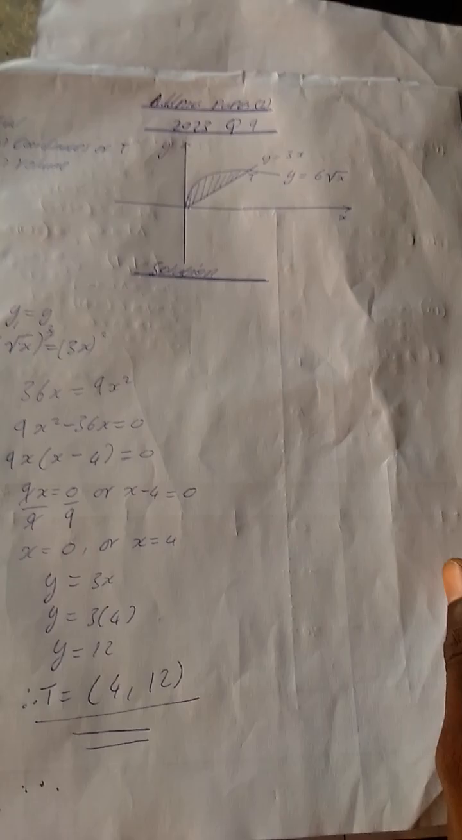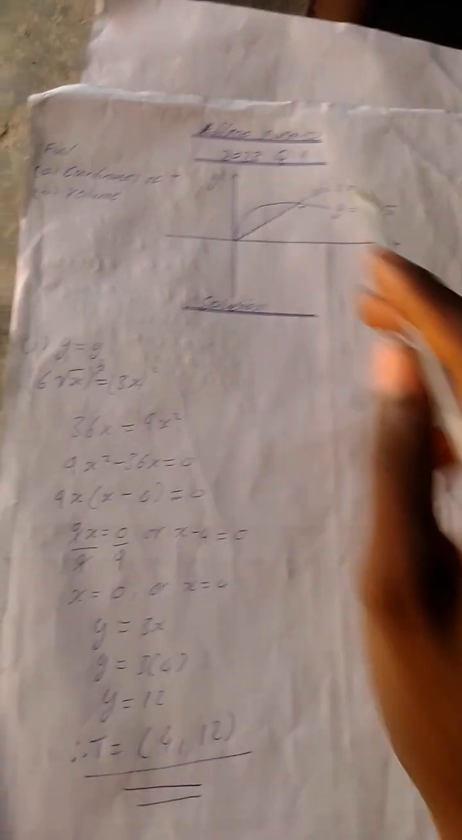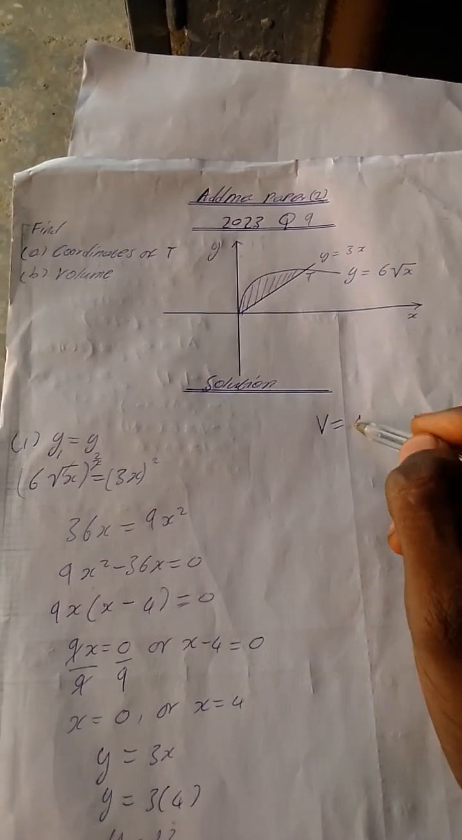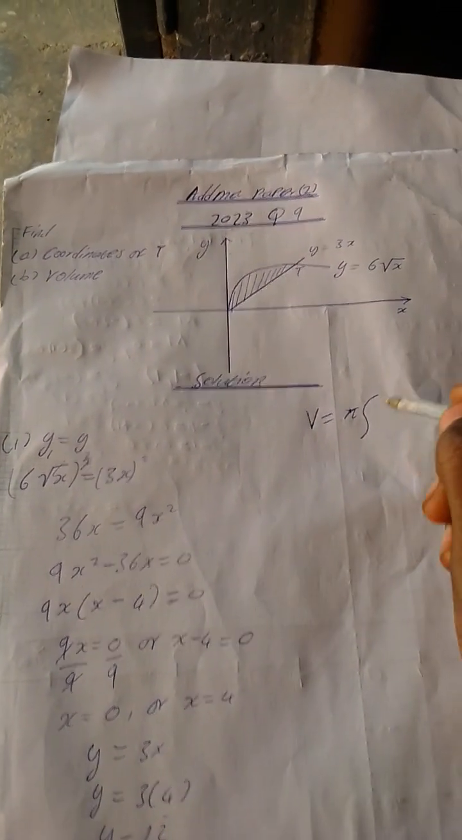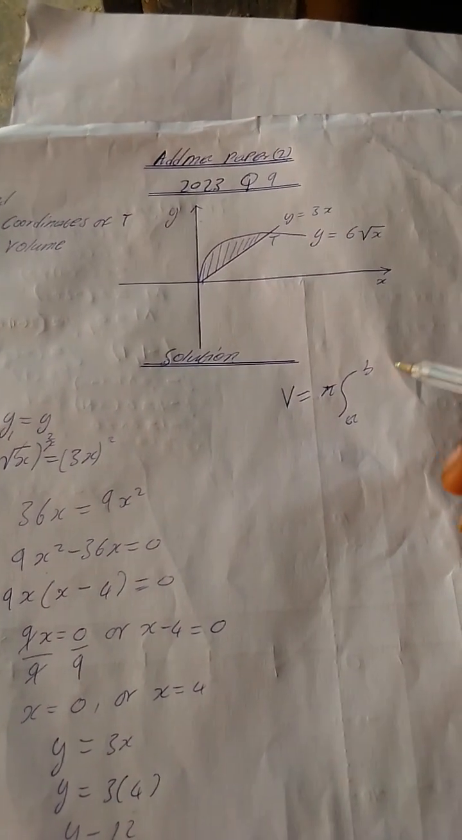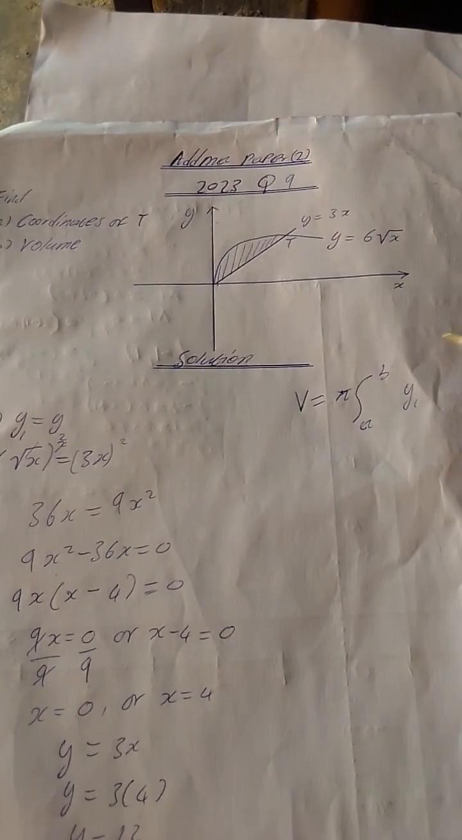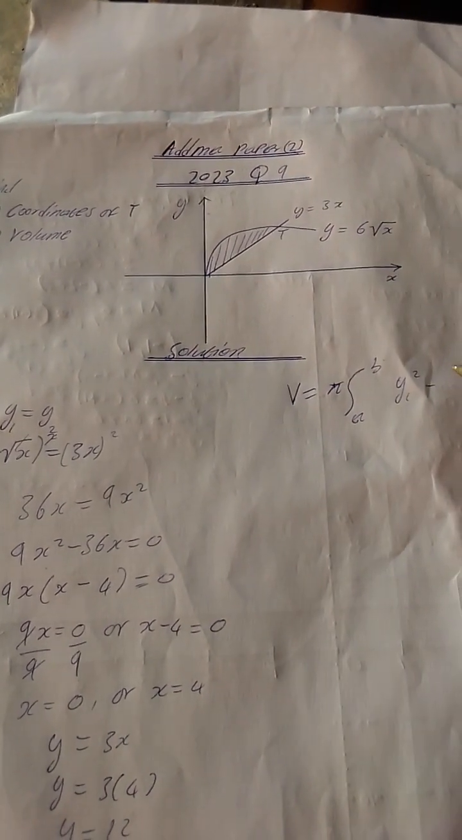The next step you do is find the volume of the shaded area when you studied about this. Okay, so find the volume of the shaded area. So that's just simple. The formula for volume is equal to pi integral lower limit a, upper limit b, y1 squared minus y2 squared dx. This is the formula you use to find the volume of the shaded region.